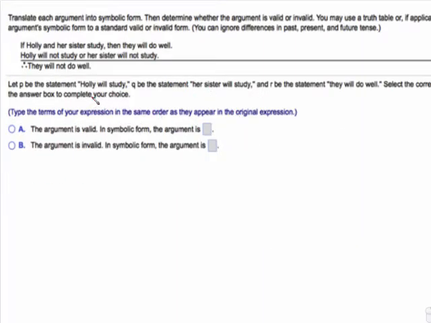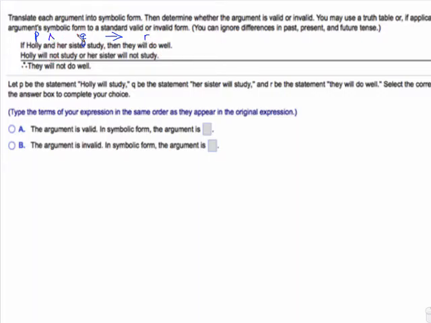All right, same idea as what we just looked at. They've given us these statements: P is Holly will study, Q is her sister will study, and R is the statement they will do well. So here we're going to have a P, Q, R to deal with. So let's fill this in. Holly will study, sister will study is Q, then they will do well, which is R.